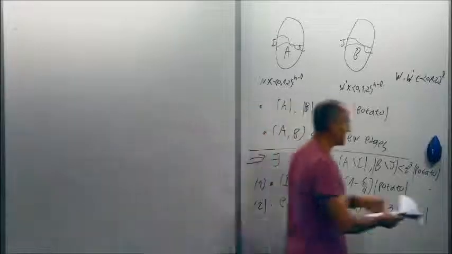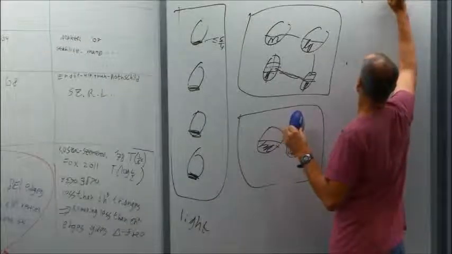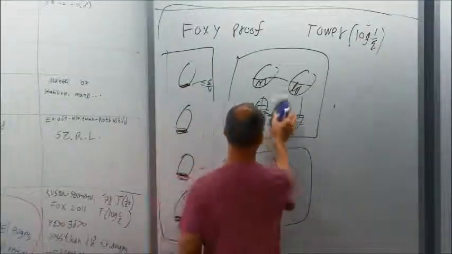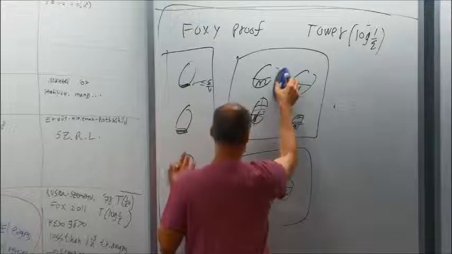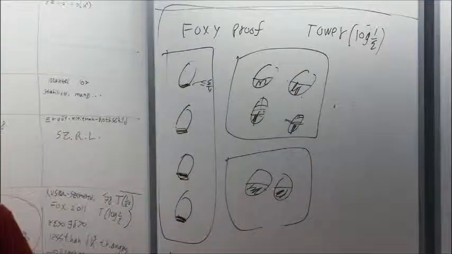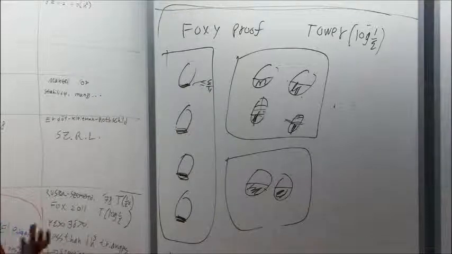So that was the tower of 1 over epsilon, and now we're going to do the Fox proof. This will give us a tower of order log 1 over epsilon. If you think this was easy, here's such an easy idea. How come it took 40 years to think of this idea?